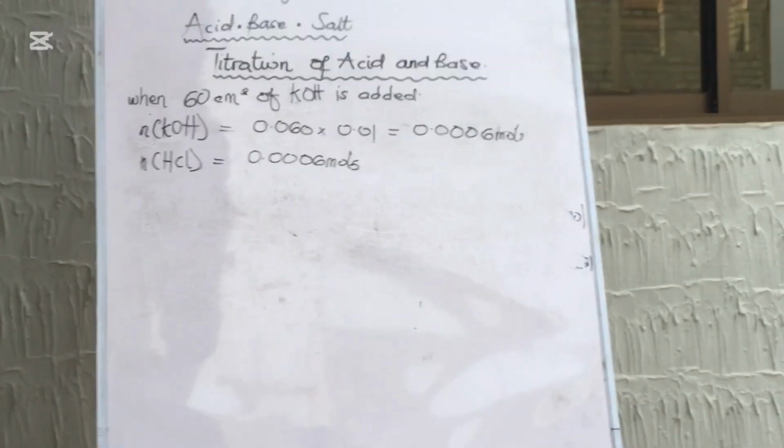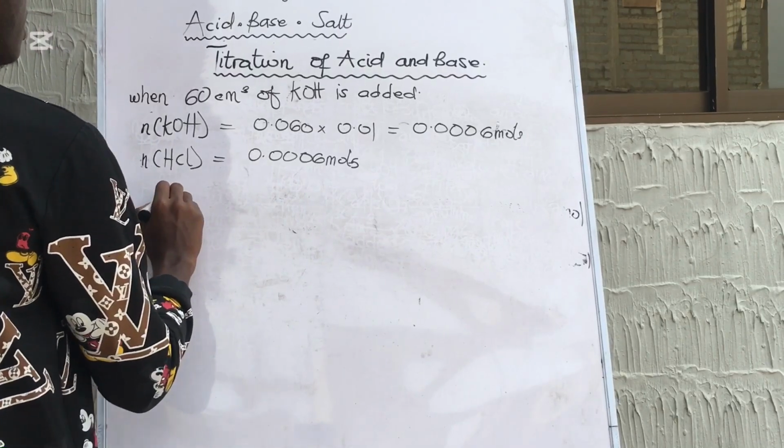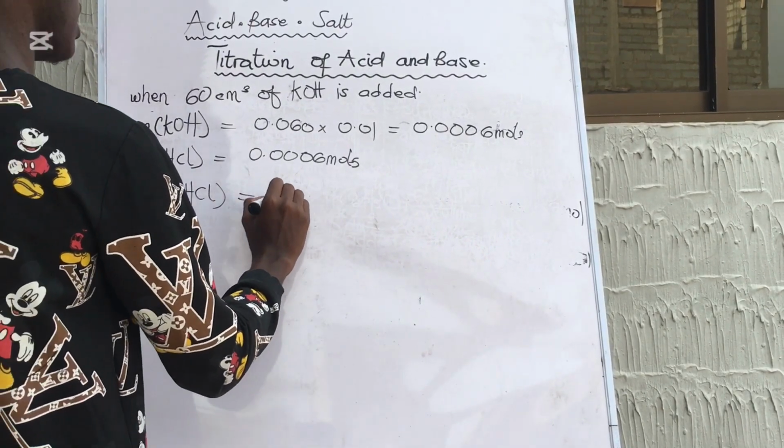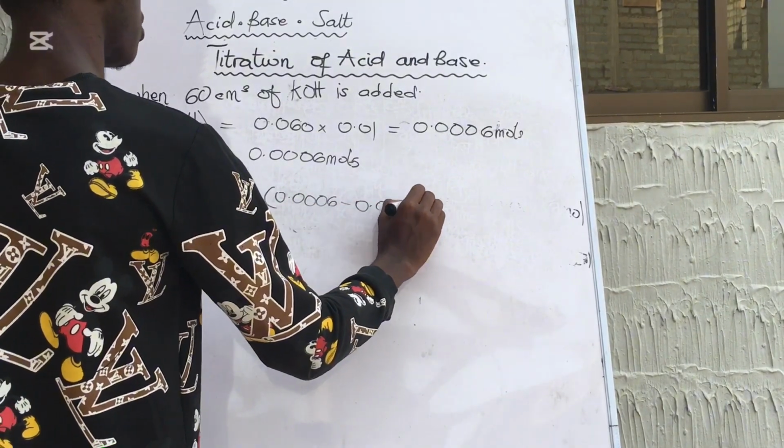But if you want to check out the calculation too, let's try and look at it. To find the difference in the moles, whether HCl or KOH is in excess, we are still going to get 0.0006 minus 0.0006.